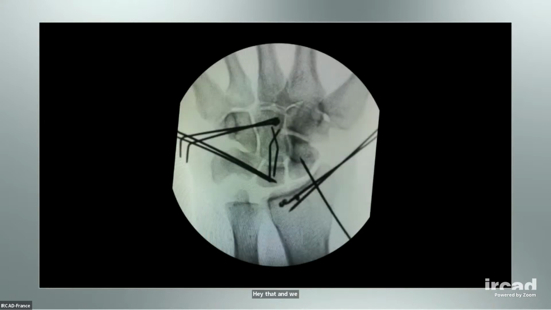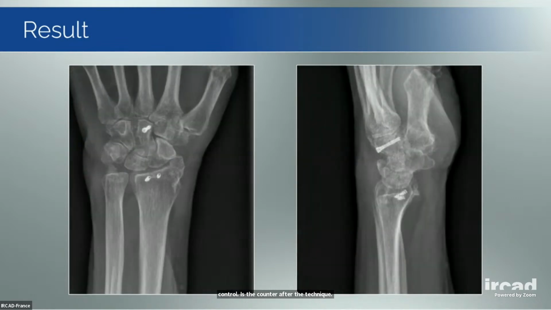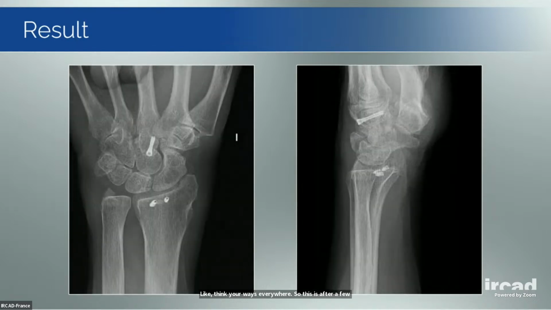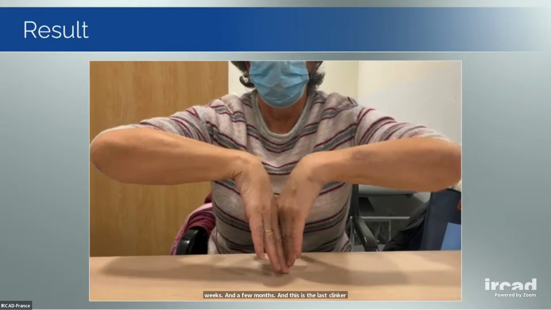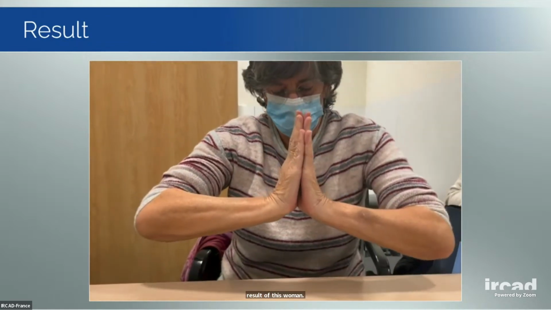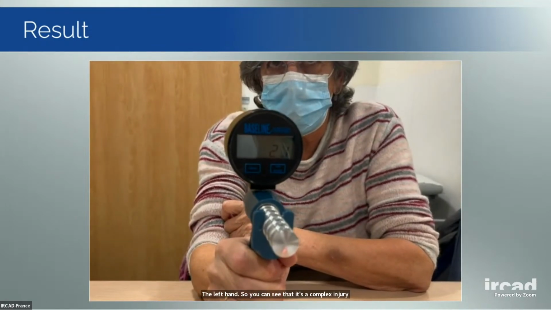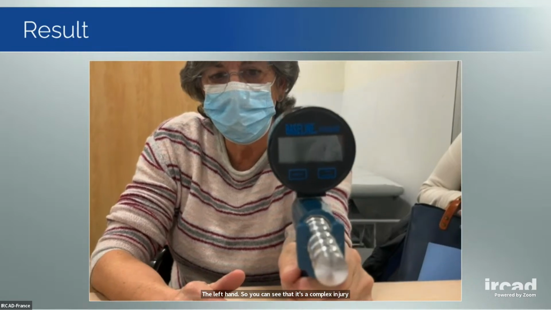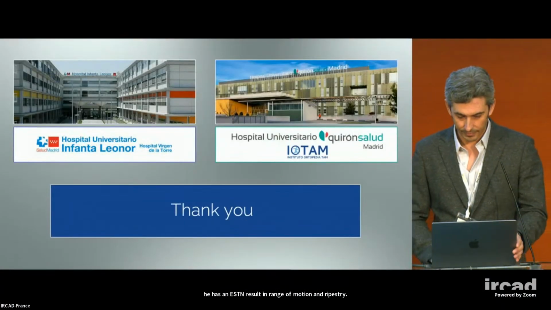So this was the control. This is the control after the technique, with K-wires everywhere. So this is after a few weeks and a few months. And this is the last clinical result of this woman, the left hand. So you can see that it's a complex injury, but once you reduce everything can heal, and she has an excellent result in range of motion and grip strength. So thank you. Thank you, Fernando.